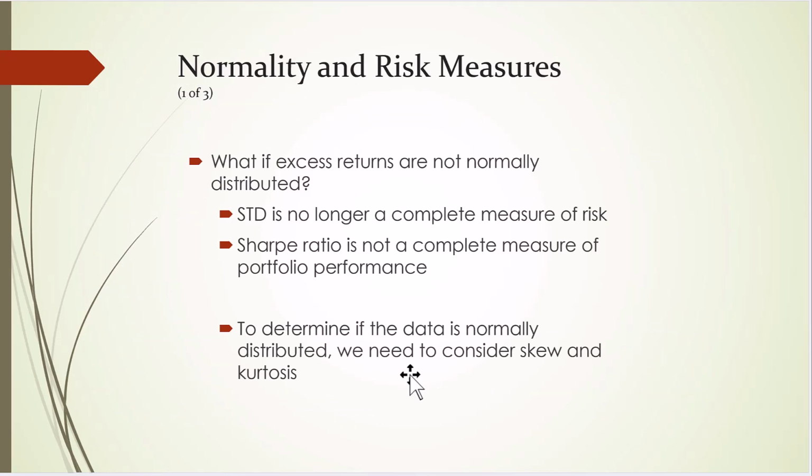So again, what if these excess returns are not normally distributed? Right? What if the data doesn't fit this definition? The standard deviation is no longer a complete measure of risk. Therefore, the Sharpe ratio doesn't completely measure performance. So, one of the things we may want to look at is whether the data is normally distributed, right? So, we need to measure two other statistics, if you will.